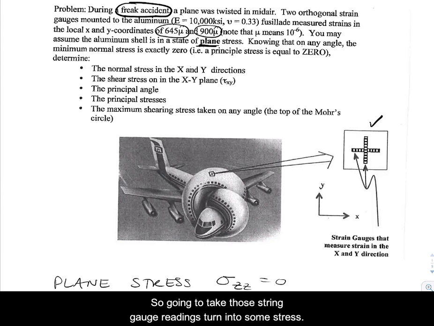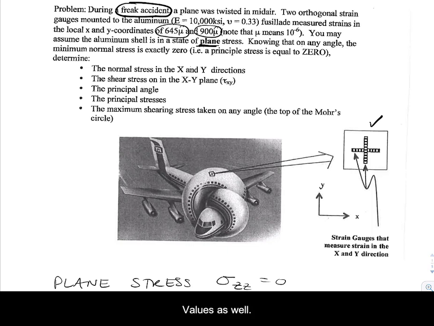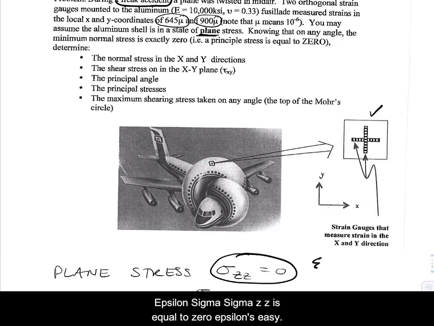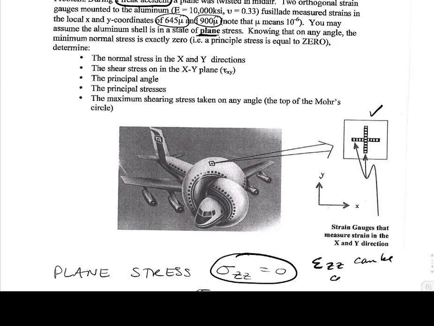So we're going to take those strain gauge readings, turn them into some stresses, and find some principal values as well. So as soon as you see plane stress, you're going to want to highlight to yourself, just remember that sigma zz is equal to 0. Epsilon zz can be calculated. We don't end up calculating it in this problem, but it's a good thing to remember. So let's go down and take a look at our plane stress value.